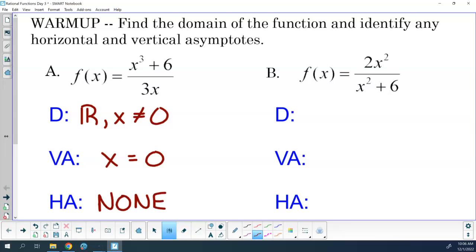Big over small, none. Small over big, y equals 0. Same, we look at the lead coefficients. Okay. Good to go on that. Domain on the next one.